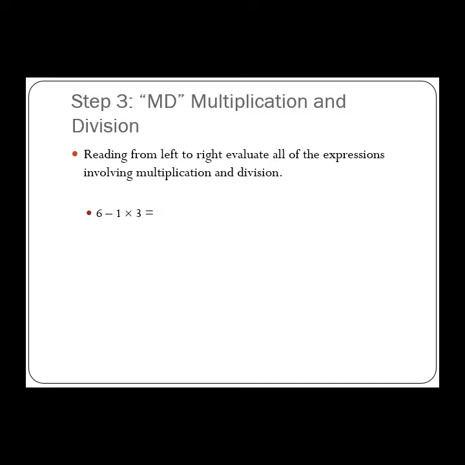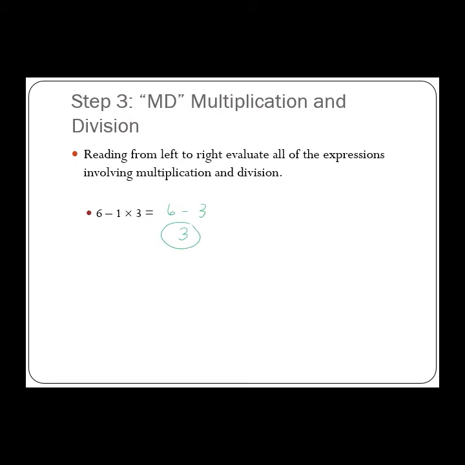So it's not that you do multiplication first, you do multiplication and division at the same stage of the game. So in this one here, we're not doing the minus first, we're doing the multiplication. So this becomes 6 minus 3, which is 3.